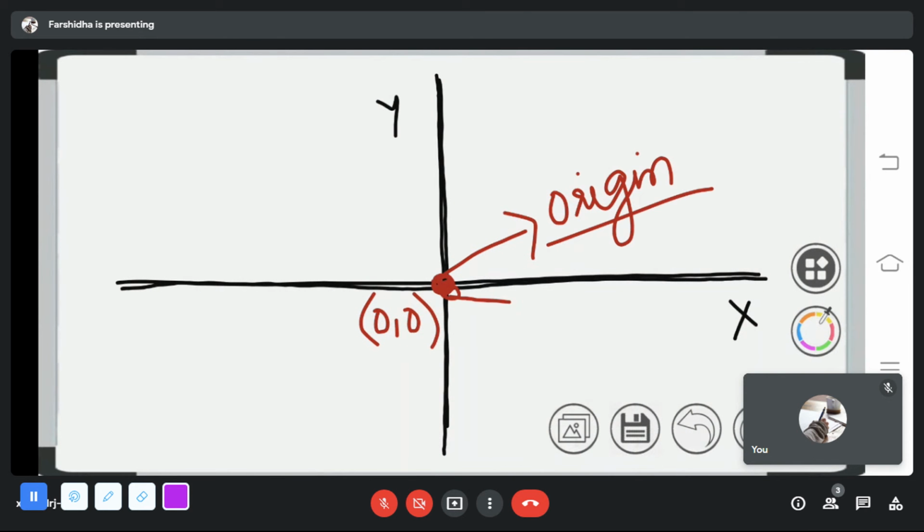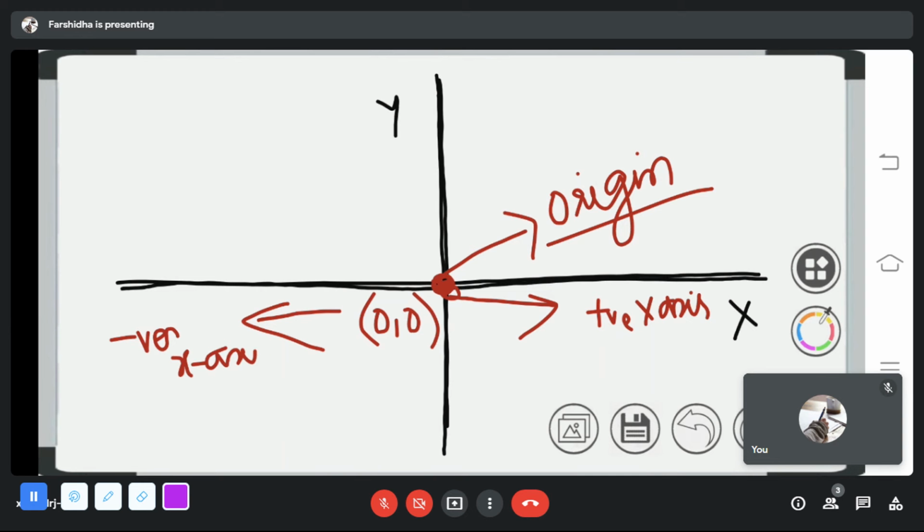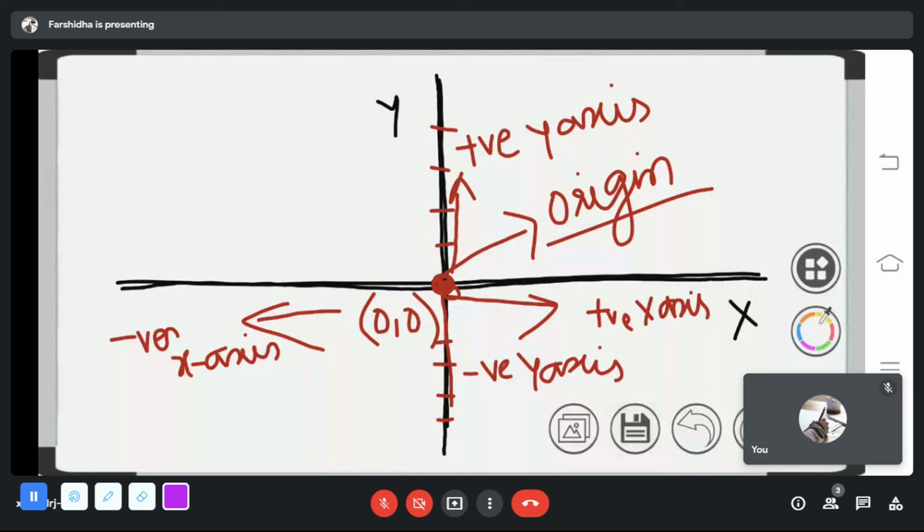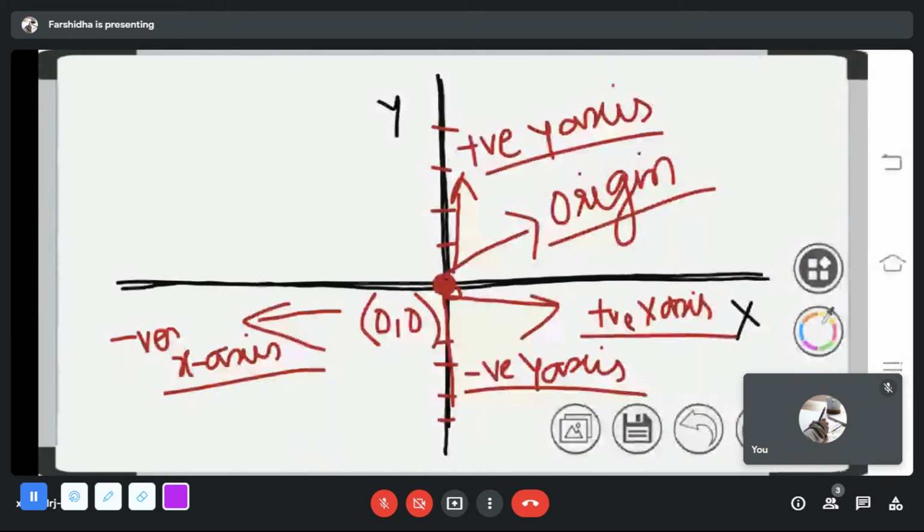From the origin towards the right side, you can see the positive x-axis. Towards the left, you can see the negative x-axis. Upside is your positive y-axis. Here you will be writing every positive value. And towards down, this is your negative y-axis.